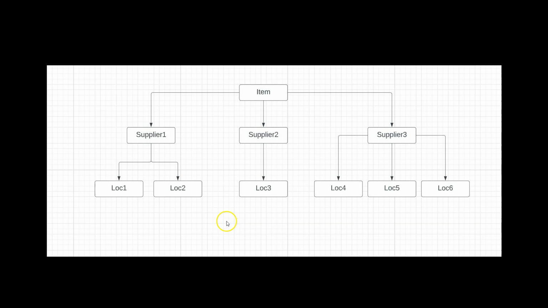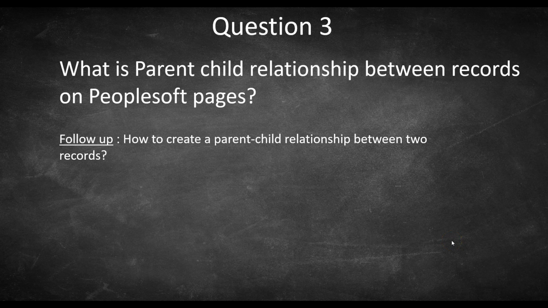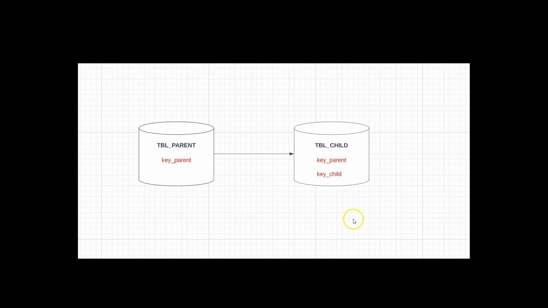Parent-child relationship is often created to optimize the structure of the data, and it is often used when we need to represent the data in a hierarchical manner. A follow-up question is how to create a parent-child relationship between two records in PeopleSoft.